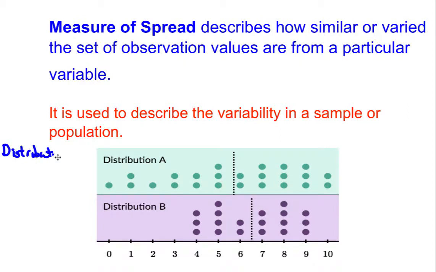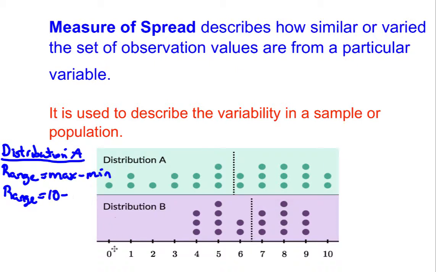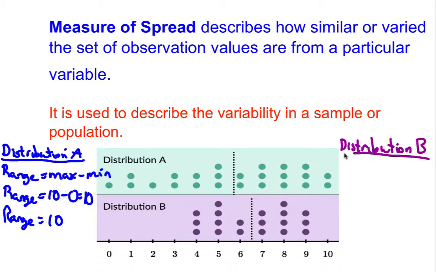So if we looked at the range of distribution A, we take the max value minus the min value. Our range for distribution A would be 10. Let's compare this to distribution B's range. Again, range is found by simply taking the max value minus the min, so this would be 9 minus 4. So distribution B has a range of 5. Notice distribution A's range is double distribution B's. So that tells us that distribution A has more spread out data.